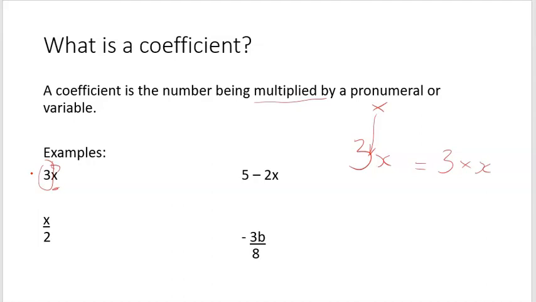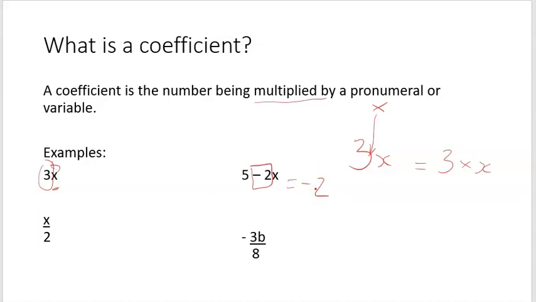In the example of 5 subtract 2x, we can see that the pronumeral is x and the number sitting behind it is 2. But because we're subtracting, you have to remember to take the subtraction sign with it. So in this example, the coefficient of x is actually -2.